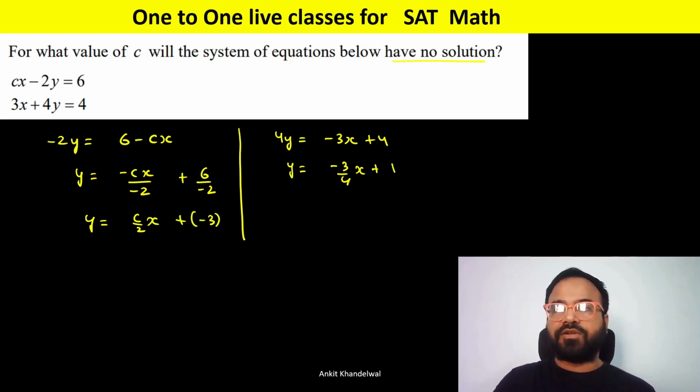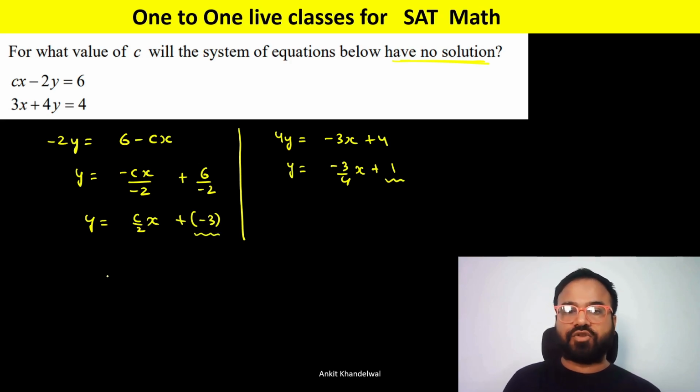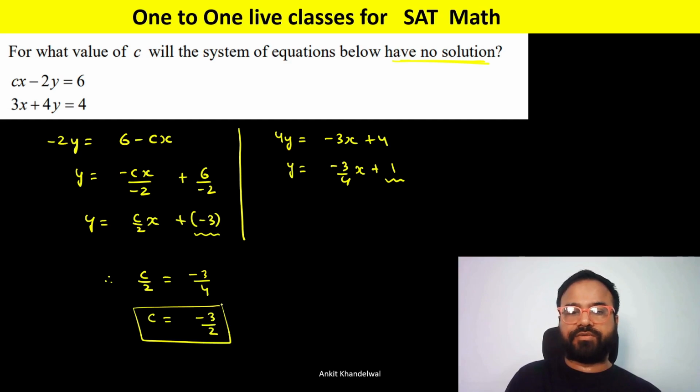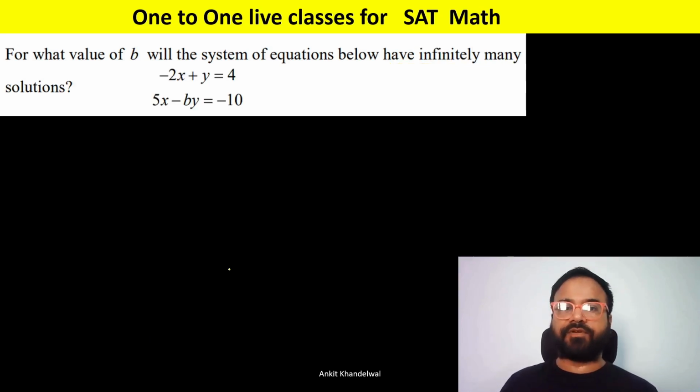Now for the no solution, the slope has to be the same and the y-intercept has to be different. So directly you can see the y-intercepts are automatically different, but the slope has to be the same. So c upon 2 should be equal to negative 3 by 4. So c is equal to negative 3 over 2. That is the value of c. Simple. Convert into the slope-intercept form.